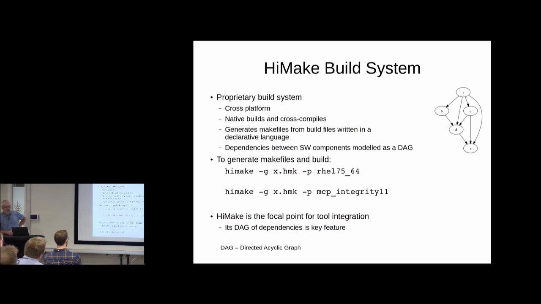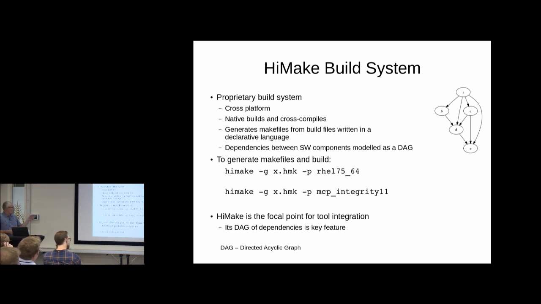To build our software from source code, we use a build system that we have developed ourselves. We call it HiMake. It's cross-platform, Linux and Windows, and it supports native builds as well as cross-compiles to Integrity and PSOS, for instance. It generates makefiles from simple build files written in a declarative language. The dependencies between components form a directed acyclic graph. And this gives many positive effects. One of them is that HiMake will detect if there are any cyclic dependencies between components.